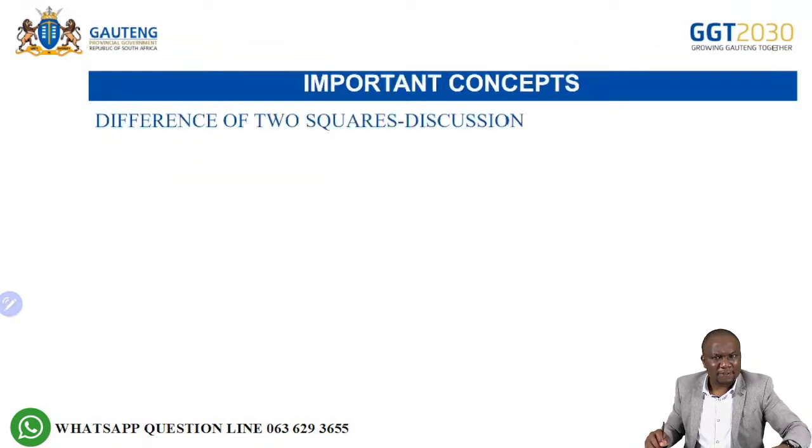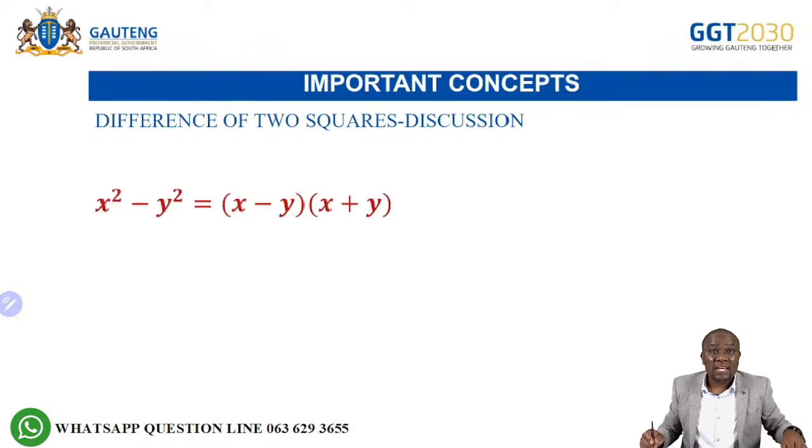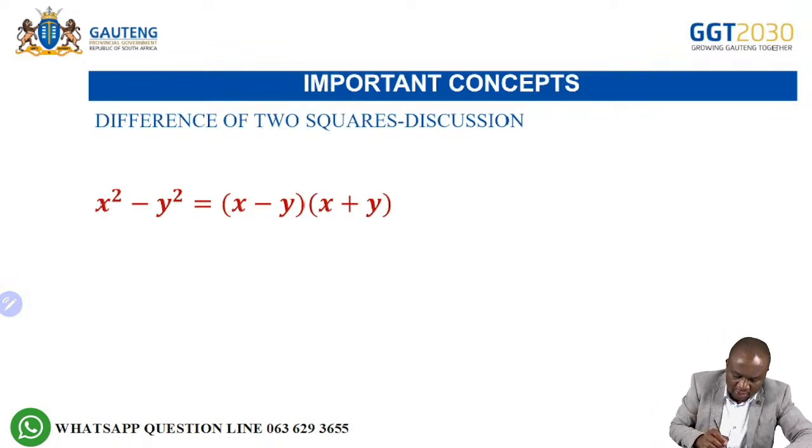Let's discuss difference of two squares. So difference of two squares, like the name says, we're talking about what? Two squares, and then the difference between them. What is difference? Difference is when we subtract. So we are subtracting two squares. So when you're subtracting two squares like this, we get the difference of two squares. And then how do you factorize them? We have our two brackets like that.